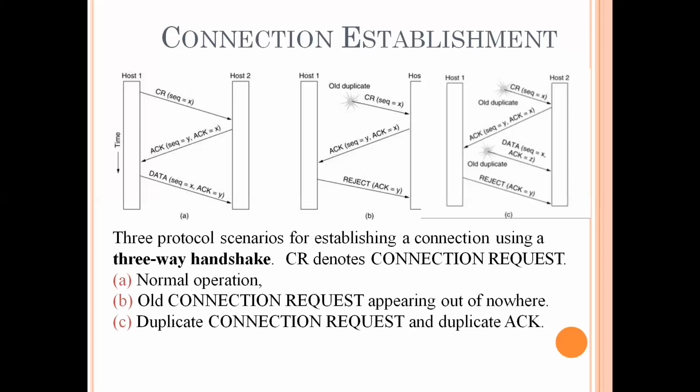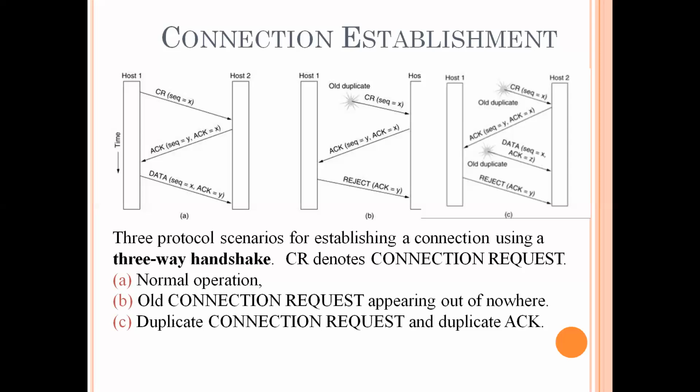The next figure shows the old connection request appearing out of nowhere. Here, host 1 already sent the connection request to host 2, but the old duplicate connection request is received by host 2 with a sequence X. Host 2 again sends the acknowledgement with the sequence Y along with the acknowledgement of sequence X. But host 1 knows that it did not send the connection request to host 2 now. That's why it rejects the acknowledgement of Y.